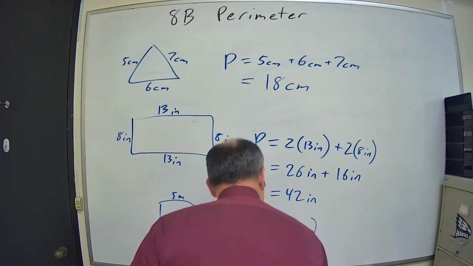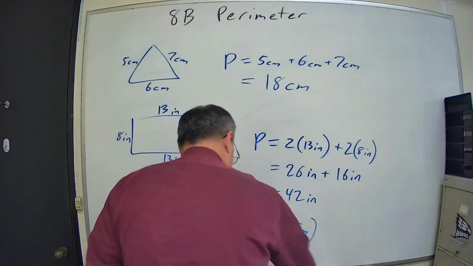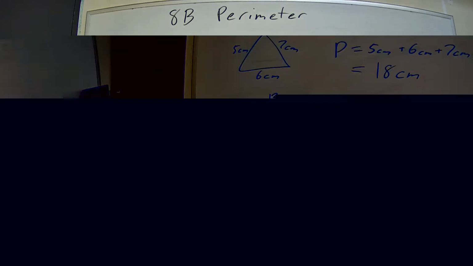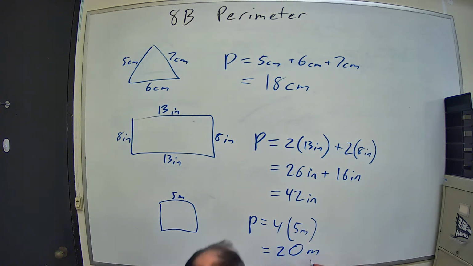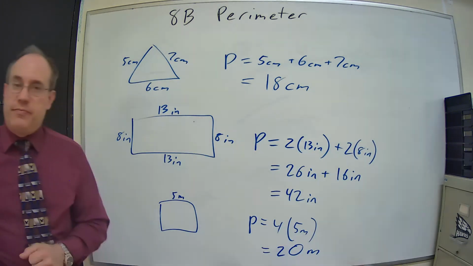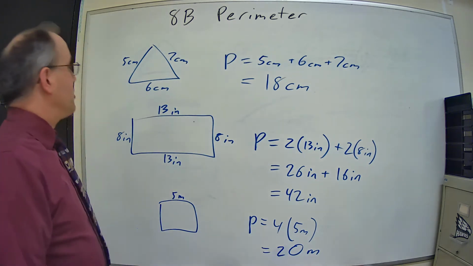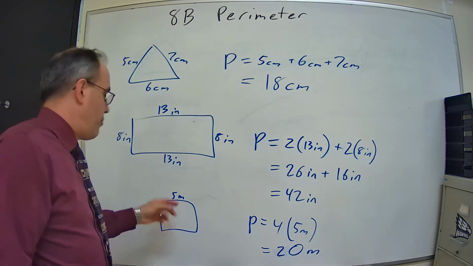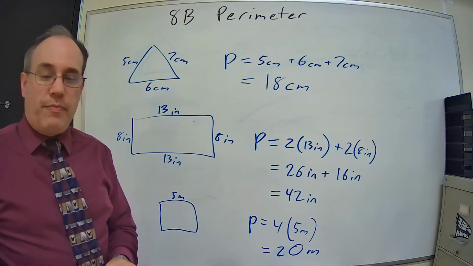So I'll put that right down here just to be consistent. So 20 meters. So we can find the perimeter of a triangle, a rectangle, and a square.